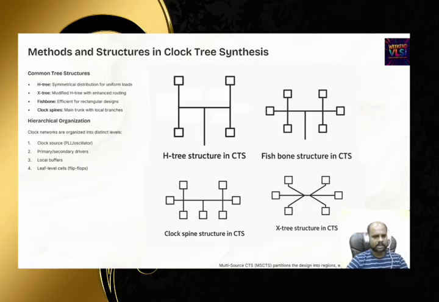Okay, next is the X-tree structure. This X-tree is a type of structure, but mostly it is not used in the industry. I'll tell you why it is not used as well, but first, let's look into the architecture. The root is at the center here, unlike other trees. Here the root is in the center, and from here it is distributed everywhere. The shape is a symmetrical X pattern with equal path lengths from the root to the sinks. The clock distribution branches out diagonally in the shape of an X.